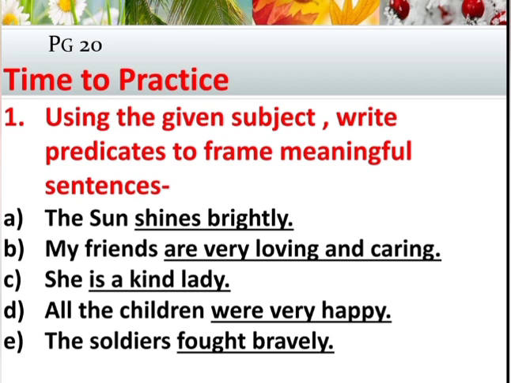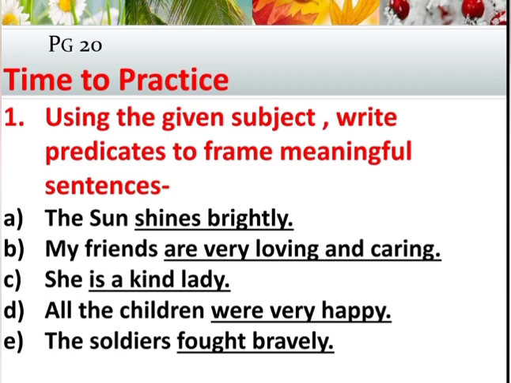B part, my friends. My friends are healthy. My friends are loving and caring. You can write any sentence. C part, she. What are you going to write about she? She is a kind lady. She is beautiful. She is a teacher. You can write any sentence.